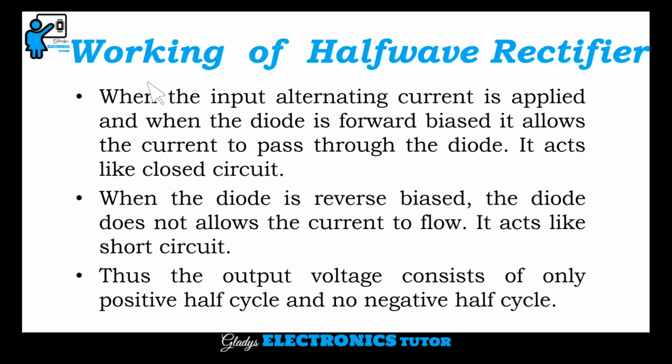So let's see about the working of half wave rectifier. So when the input alternating current is applied and when the diode is forward biased, it allows the current to pass through the diode. It acts like the closed circuit. So when the diode is reverse biased, the diode does not allow the current to flow. It acts like short circuit. So thus the output voltage consists of only positive half cycle and no negative half cycle.